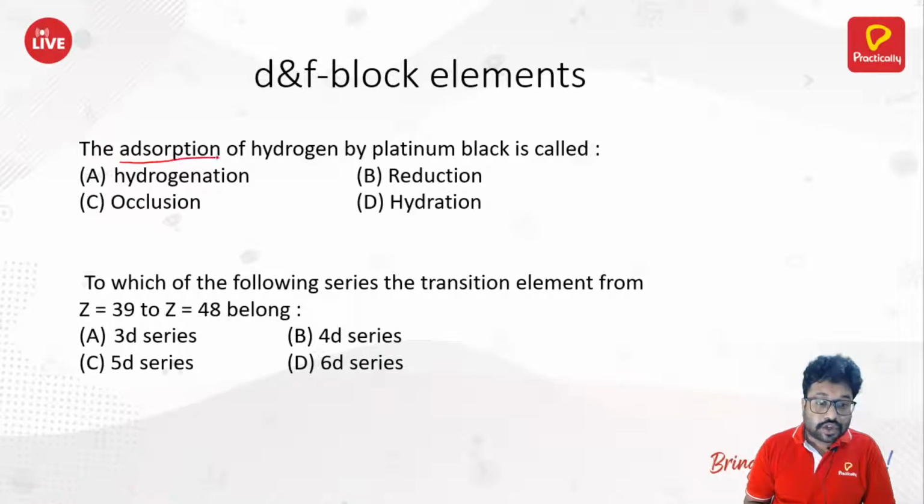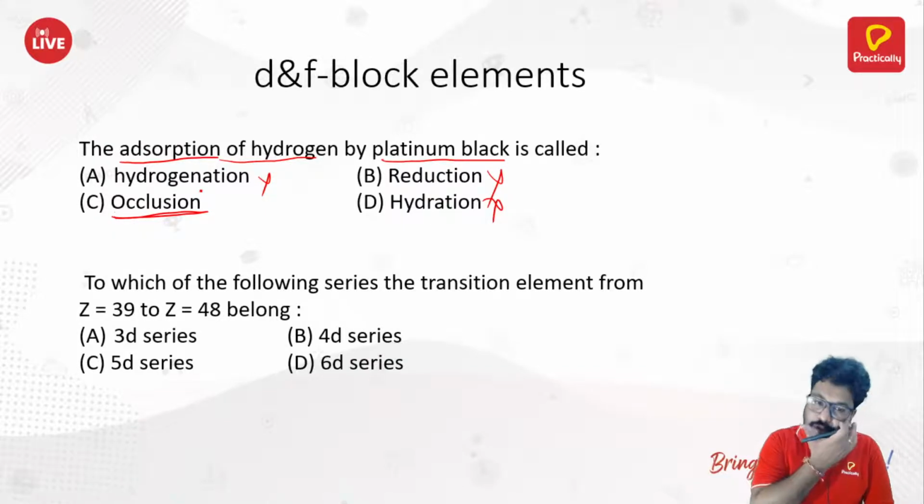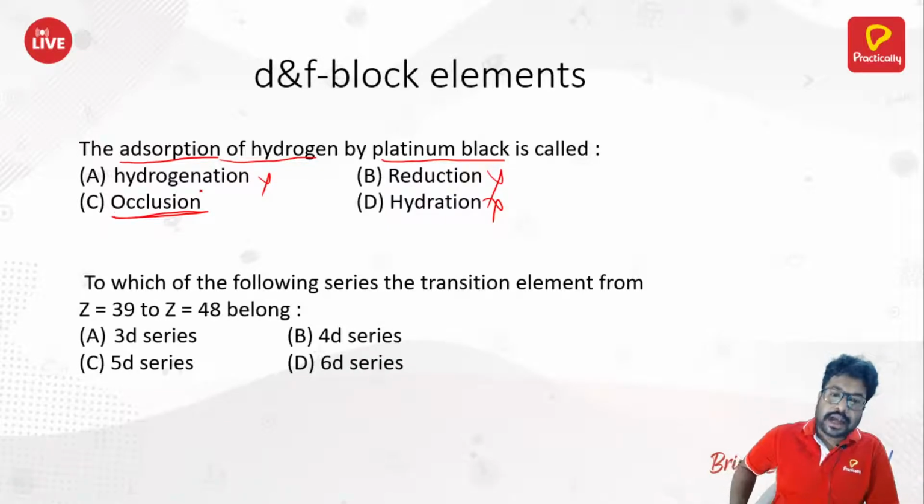The adsorption of hydrogen by platinum black is called. It is not hydrogenation, that's for sure. It is not hydration, it is not oxidation, it is not reduction. What remains is occlusion. It is called occlusion. It is a specific term which is used exclusively for the adsorption of hydrogen by platinum.